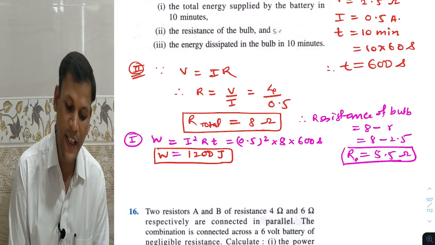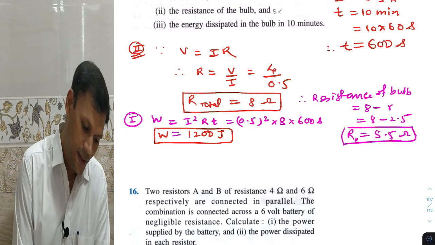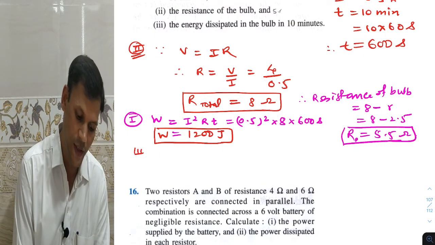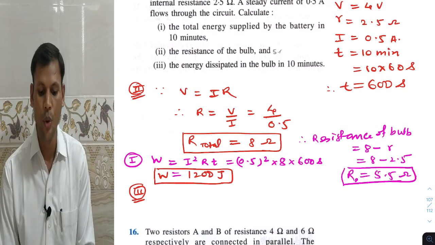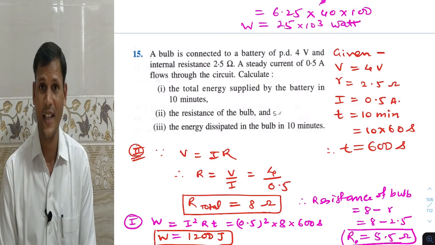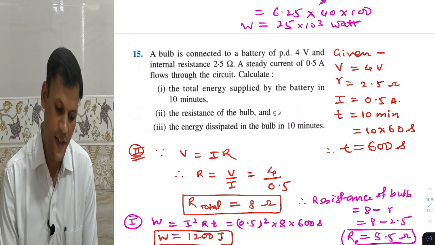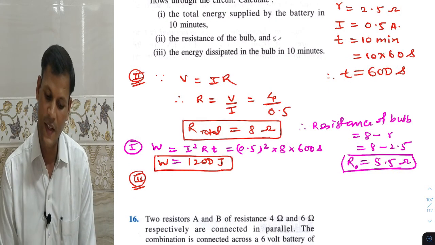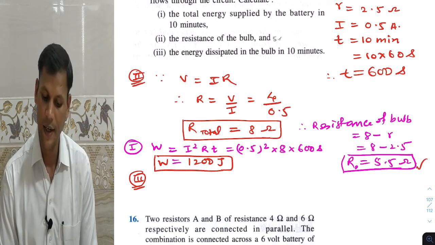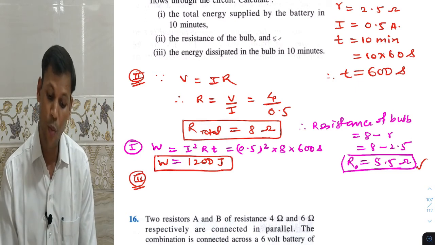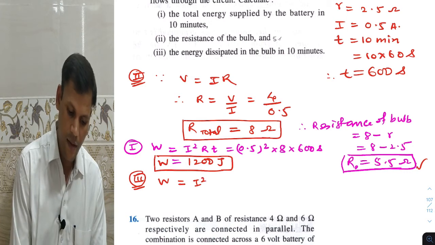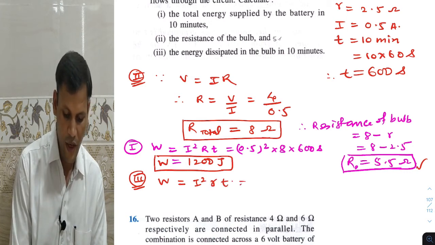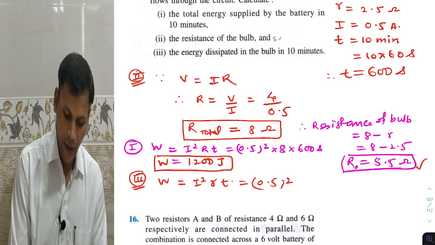And energy dissipated in the bulb in 10 minutes. Third part, energy dissipated मतलब lost in 10 minutes. So energy will be lost due to internal resistance. For that we will use the resistance as 2.5. तो W is equals to I square RT. So it will be 0.5 square into 8 into T is 600.